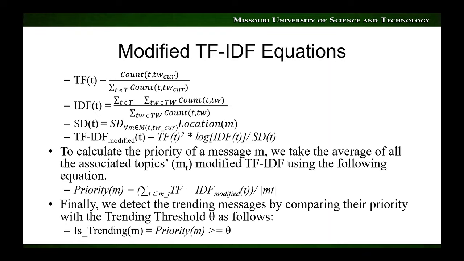Now to calculate the importance of a message, we calculate the average of all the topics associated with this message. And that's how we calculate the priority of a message, which is the average of the modified TF-IDF of all the related topics. Finally, we have to find out which are trending messages. So we consider a threshold. If the priority of a message is greater than the threshold, then we consider this message as trending, and we forward this message regardless of the node's interest.